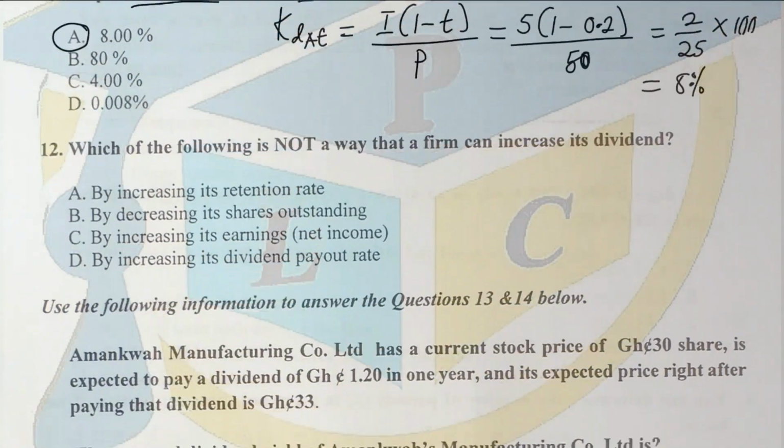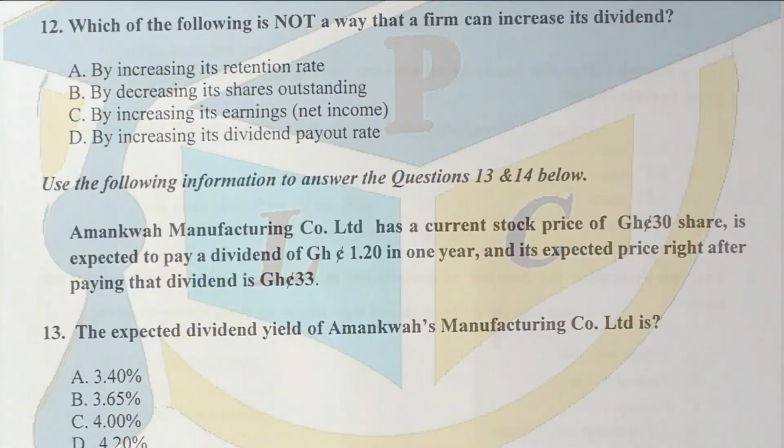Now let's move on to question 12. Question 12: which of the following is not a way that a firm can increase a dividend? There are a lot of ways that a firm can increase its dividend. It has actually three or so. A firm can increase its dividend by first increasing the dividend payout ratio.